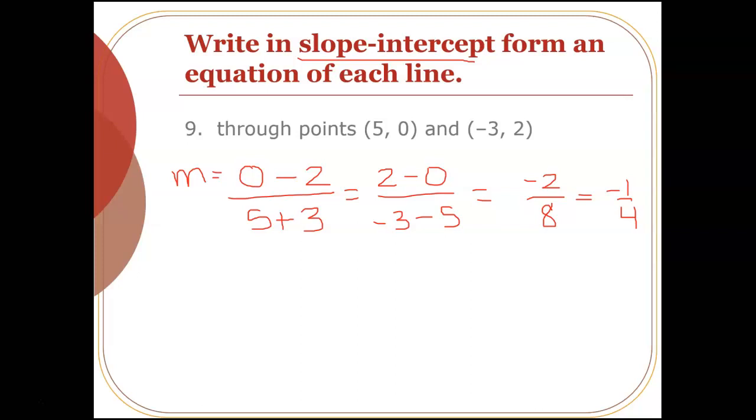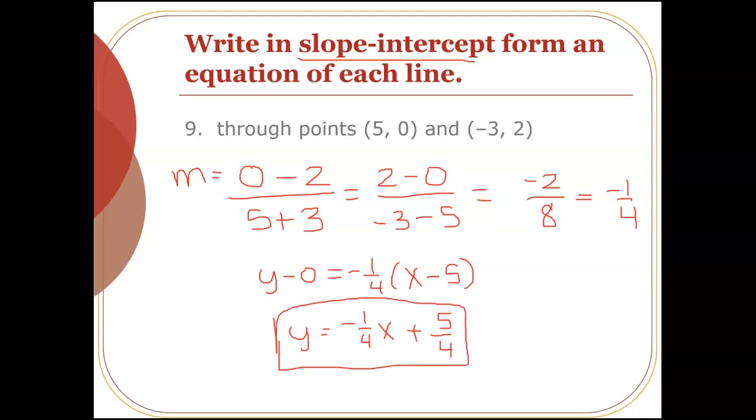Picking either point, you have y minus 0 equals negative 1/4 times x minus 5. So y equals negative 1/4 x plus 5/4. So negative times a negative is a positive, and a whole times a fraction stays a fraction. Now, in slope-intercept form, we accept fractions. We are done.